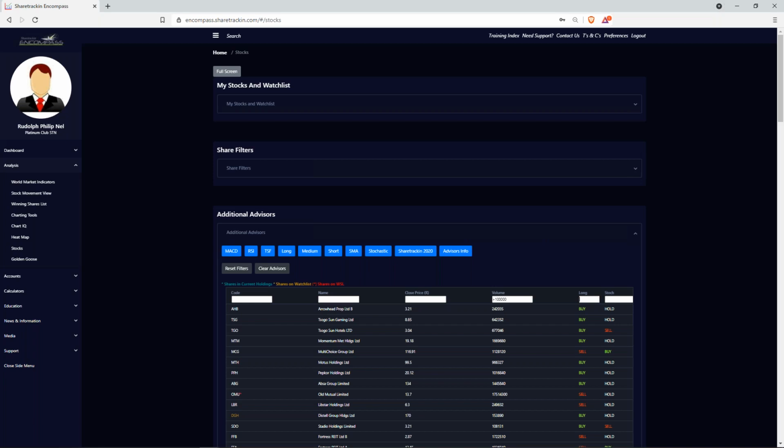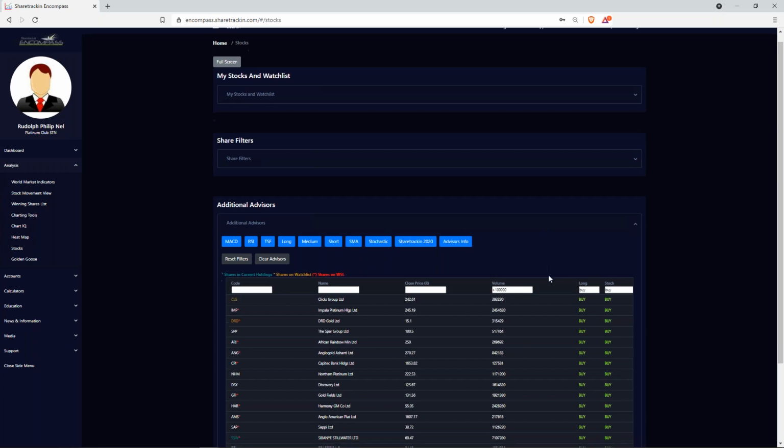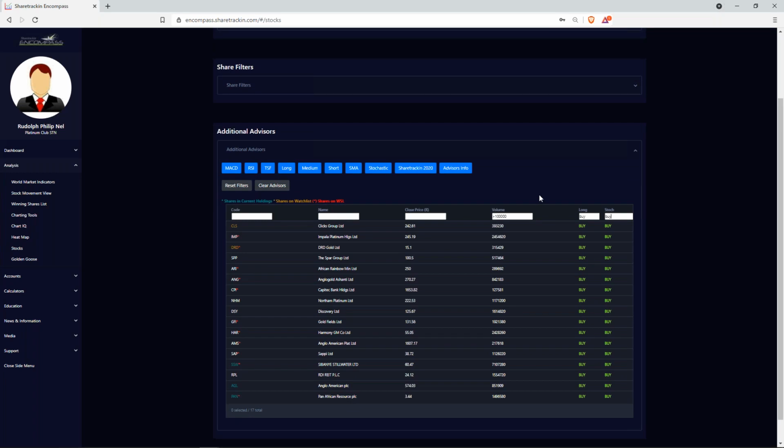Next, we're going to filter on the long and the stochastic. What you're typically looking for is a double buy indication. So we're going to change the long to buy, and we're going to change the stochastic to buy as well. It should give you a short list of all the shares that are giving you a double buy indication on long and stochastic, and also with a volume greater than 100,000. So you've got a short list of shares to go and work with.